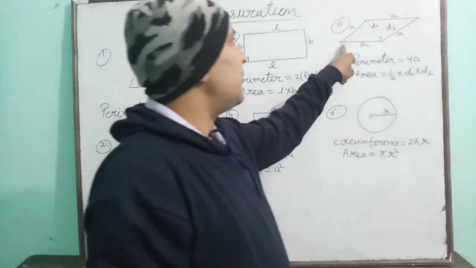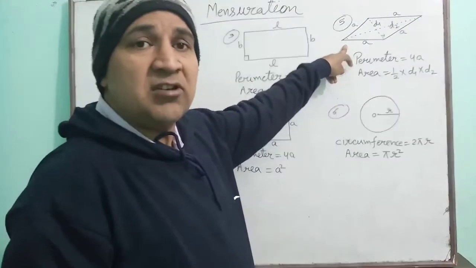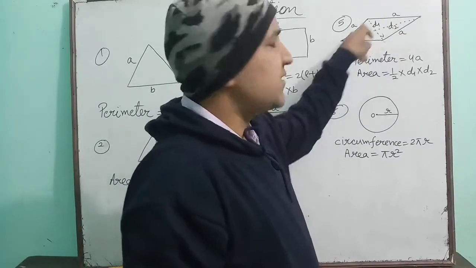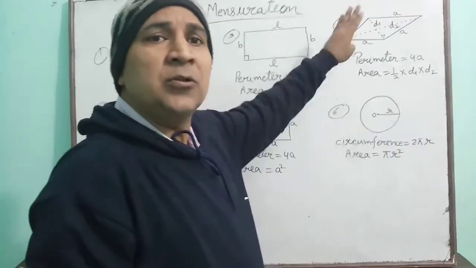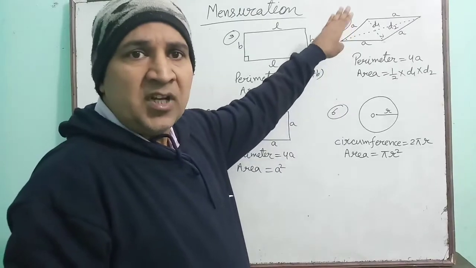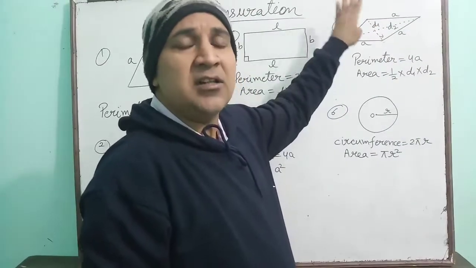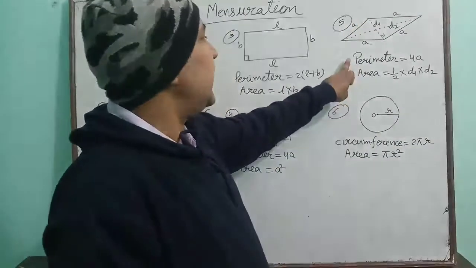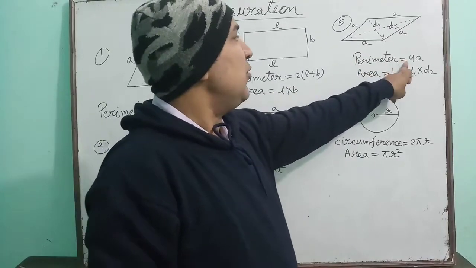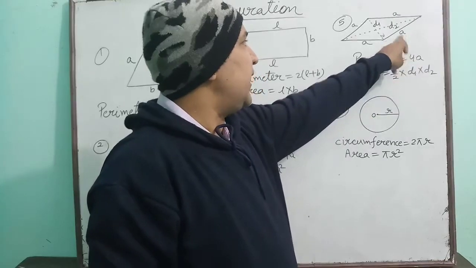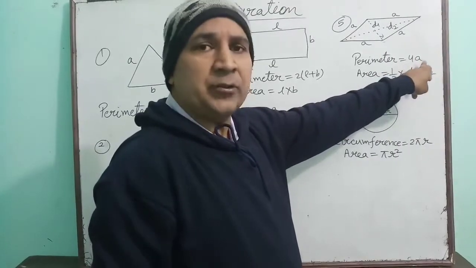Now if we talk about a rhombus, so children, rhombus has also all the 4 sides equal, but here no angle is 90 degree. In a rhombus, opposite angles are equal and all sides are equal. So again its perimeter will be 4 into side. If we consider the side A, then perimeter will be 4 into A.